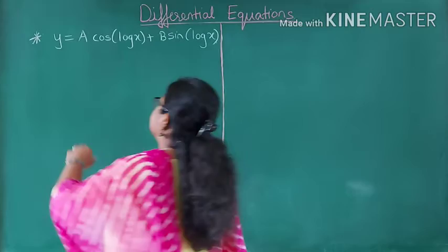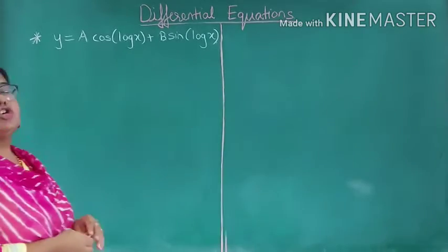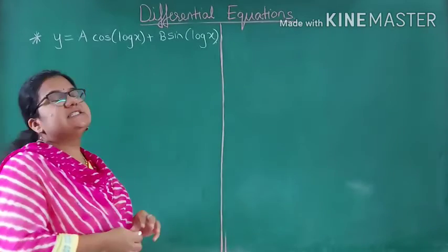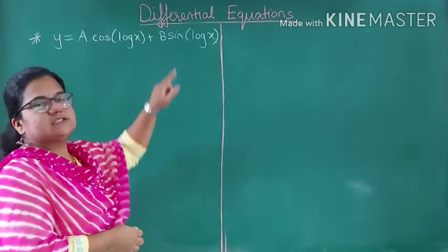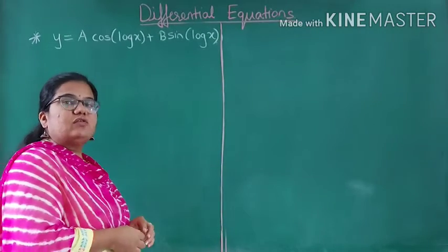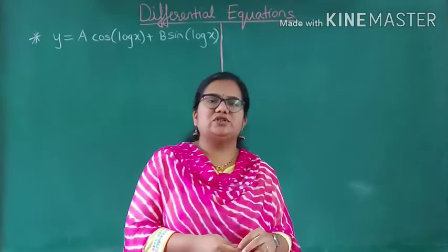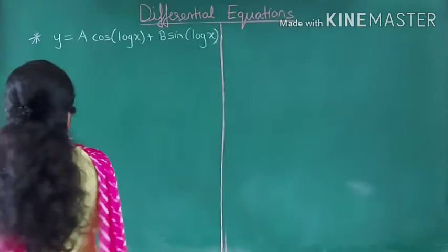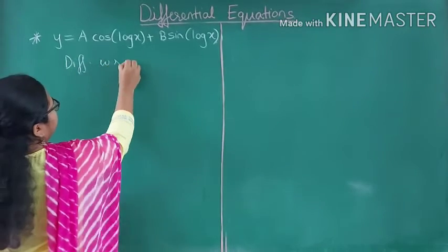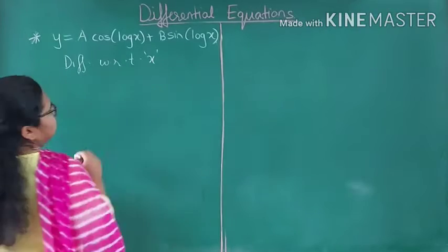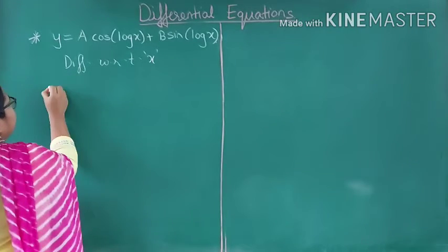Let us see the next example. In the next example, it is y equal to a cos of log x plus b sin of log x. So clearly you can see there are two arbitrary constants, a and b. So we need to differentiate the given equation 2 times. So let us start with first, differentiate with respect to x. Yes. So what this will become?